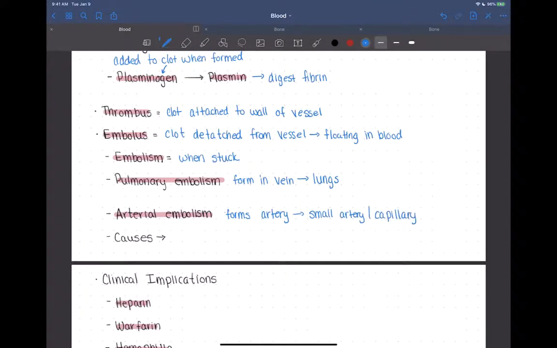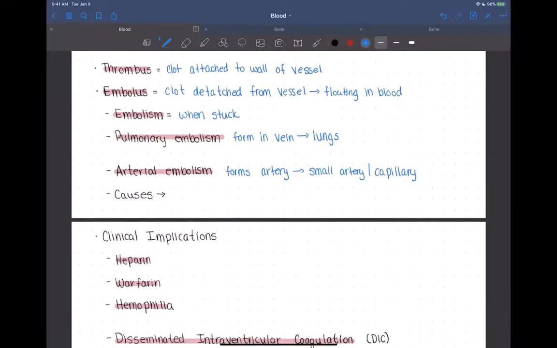Okay, good. And so some causes for embolisms. One major cause is when there's a decrease in blood flow. So blood just isn't moving very well. Sometimes blood will start pooling, especially in the extremities. And so you worry about this with bedridden patients, or if you're going on a really long flight.